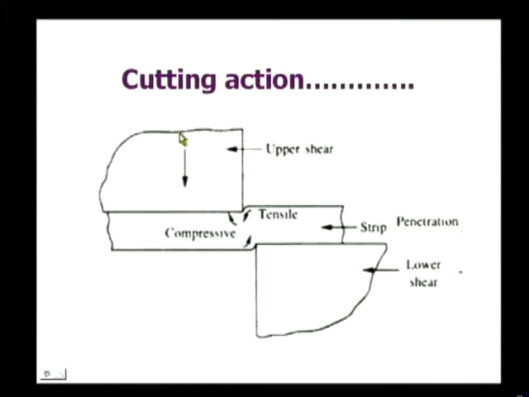So, this is the upper shear, that is nothing but the punch, and this is the die, which is attached to the lower shoe. It is also called the lower shear. Here this is the cutting edge, and this is the cutting edge in the die, and this is the stock material. Here the tensile stresses will be developed, whereas here the compressive stresses will be developed.